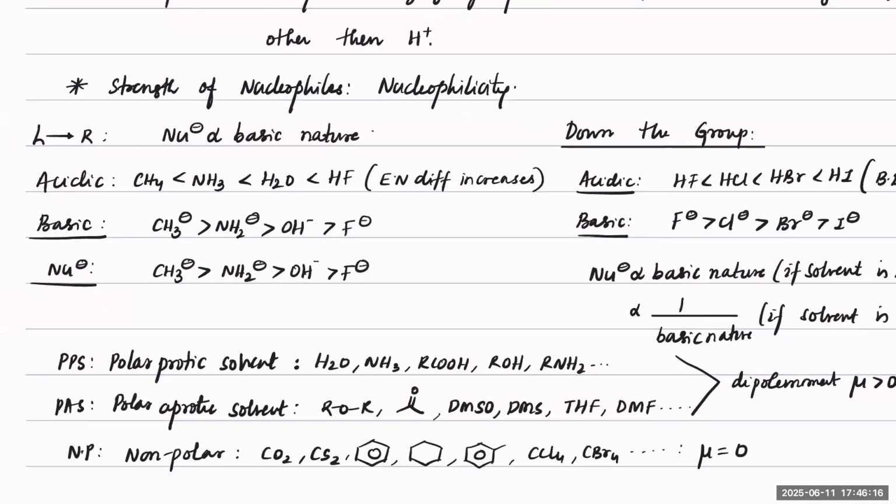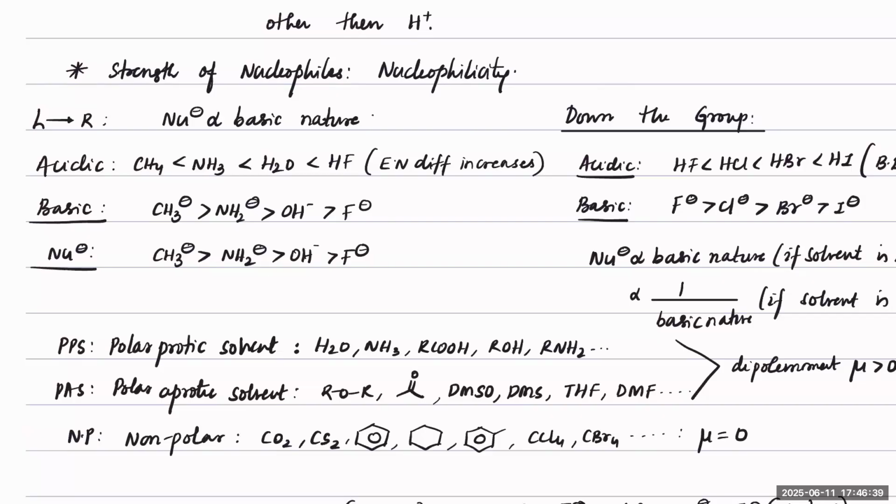Now, the strength of a nucleophile decides which type of mechanism you should go for. Whether it will go for SN1, SN2, SNi, all of this depends upon the strength of your nucleophile. The measure of the strength of a nucleophile is called nucleophilicity. In general, nucleophilicity is directly proportional to the basic character if you are comparing in the periodic table from left to right.